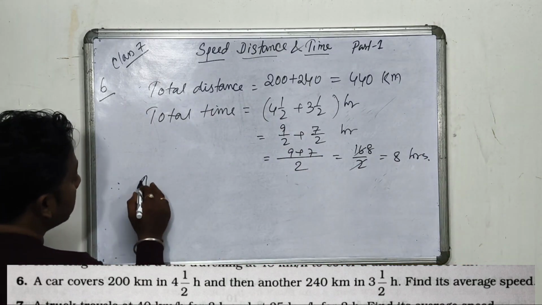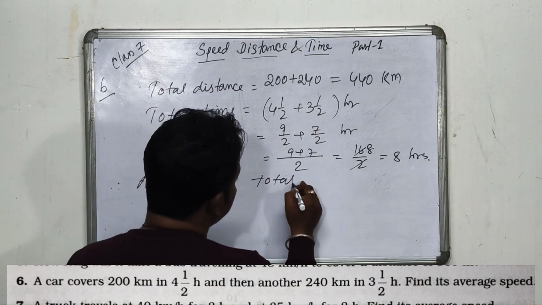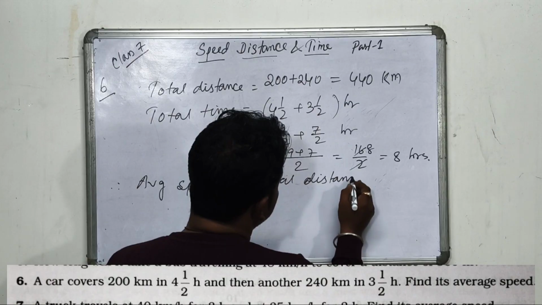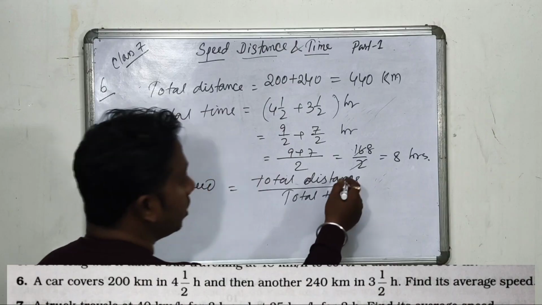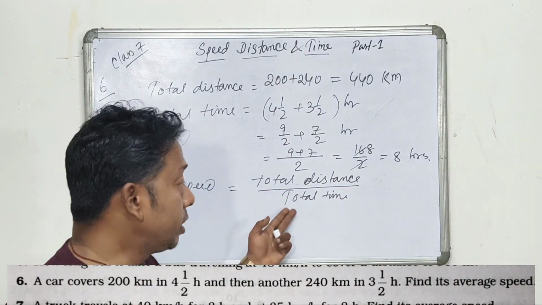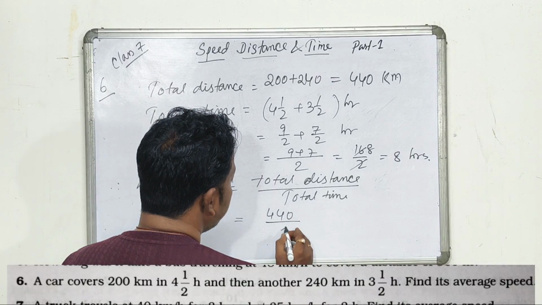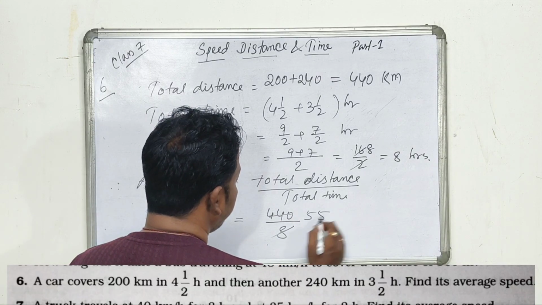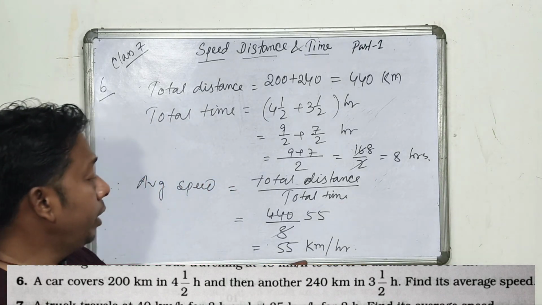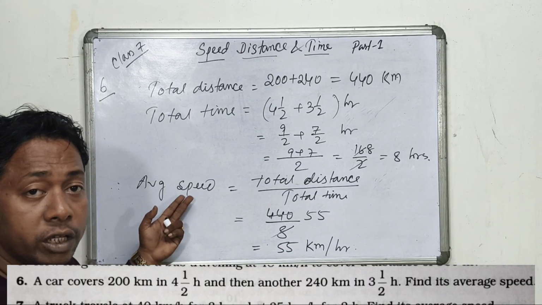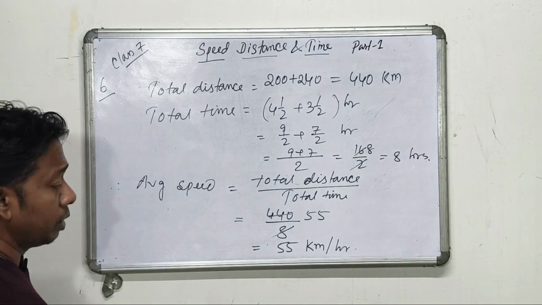So therefore average speed equals total distance by total time, that means distance by time. Okay? So total distance is 440 kilometers and total time is 8 hours. 8 fives are 40, that is 55 kilometers per hour. Very important, unit is very important. You are simply finding the speed, that means the answer should be kilometers per hour. Okay, question number 6 completed.